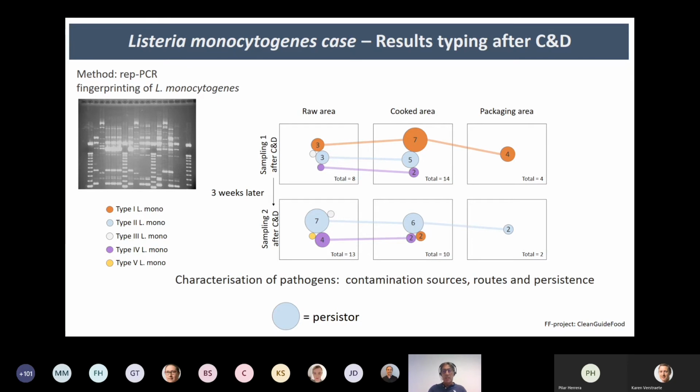But what you can also see is that the light blue strain was dominating during the second sampling and was also entering the packaging area 2 times.